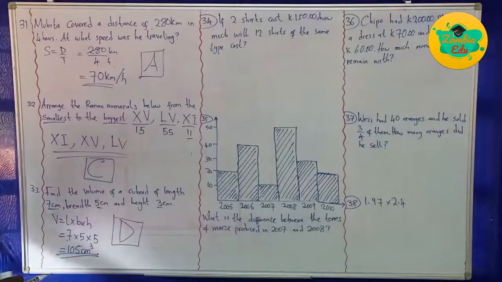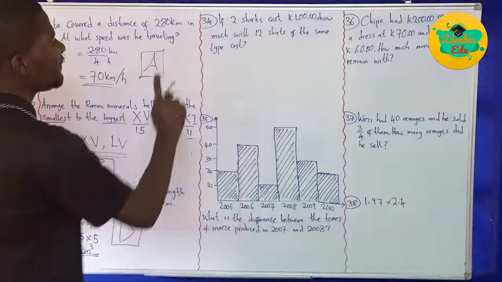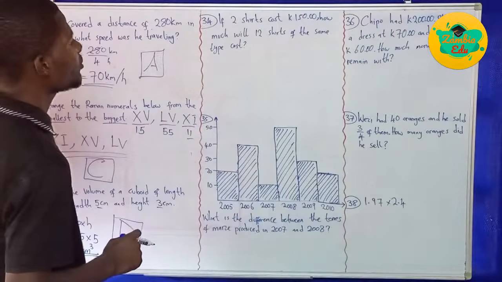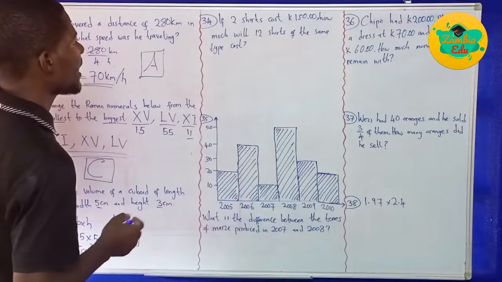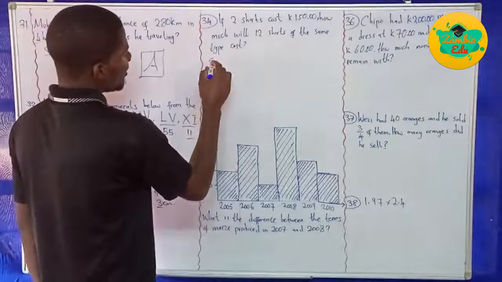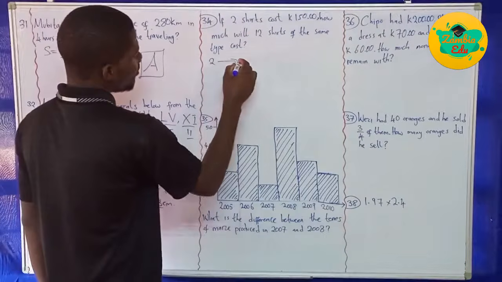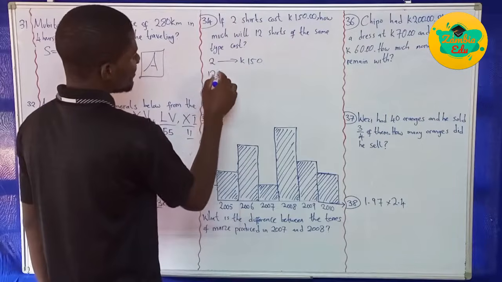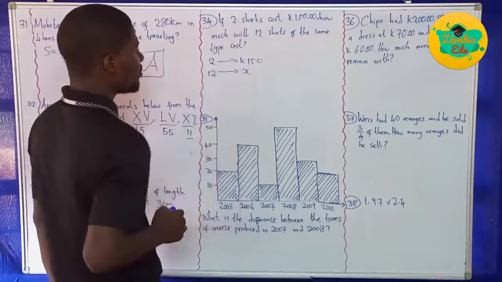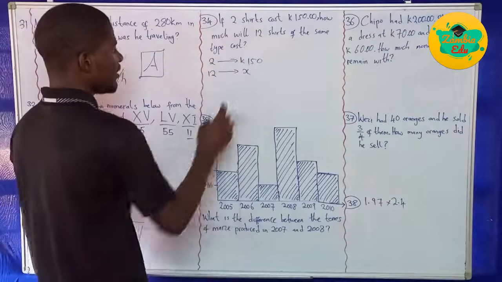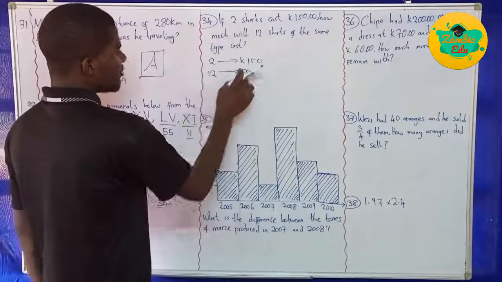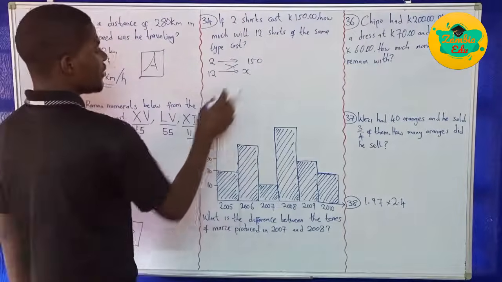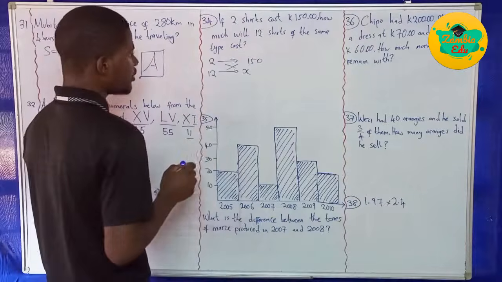We go to question 34. Question 34 says, if 2 shirts cost 150 kwacha, how much will 12 shirts of the same type cost? So we know that 2 shirts were able to cost 150. What about 12 shirts? What will they cost? We don't know. So we represent the cost of the 12 shirts by X. So let's just cross multiply. We're doing this because this is direct proportion.